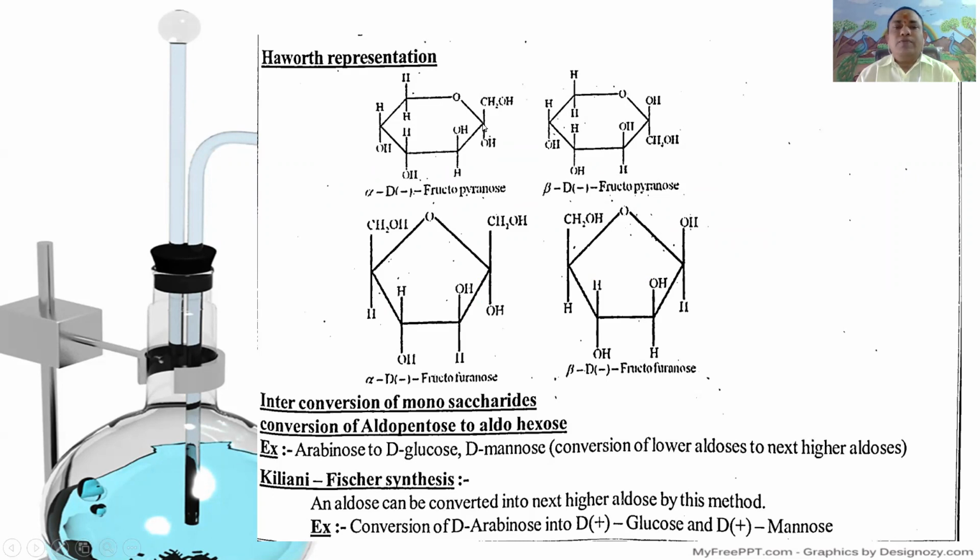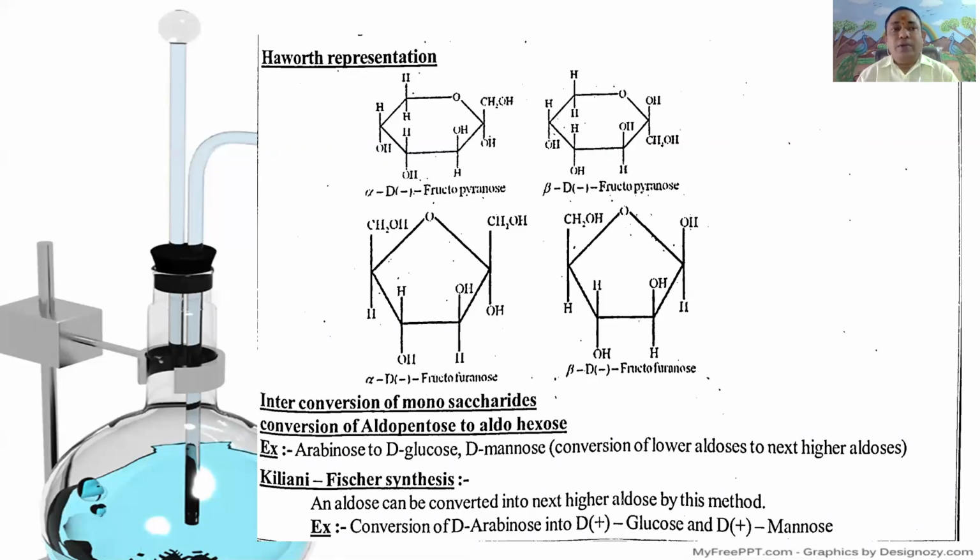Here in the alpha-D-fructopyranose, the second and third carbons' OH groups are trans to each other. Similarly, in the beta-D-fructopyranose, in the pyranose ring, the second and sixth carbons are linked through an oxygen atom, in which the second carbon and third carbon OH groups are cis to each other. It is beta-D-fructopyranose. These two are called anomers. Next one, alpha-D-fructofuranose.